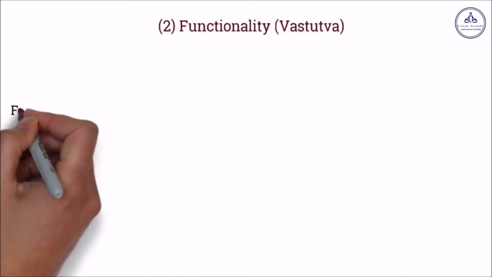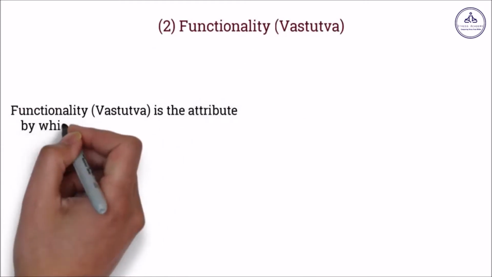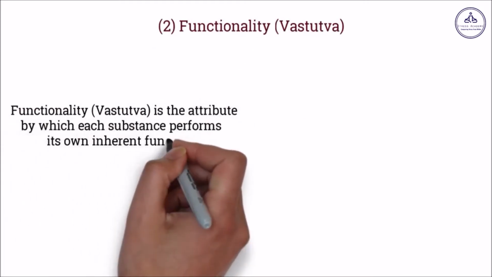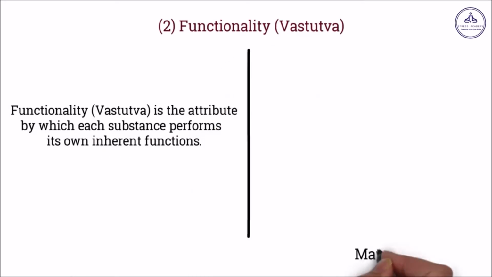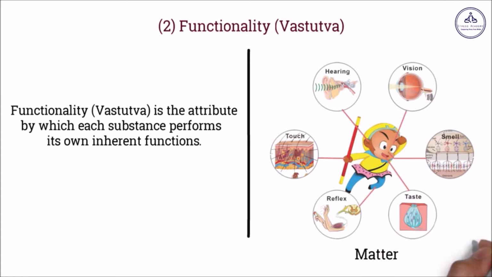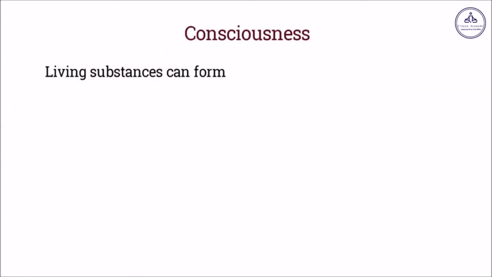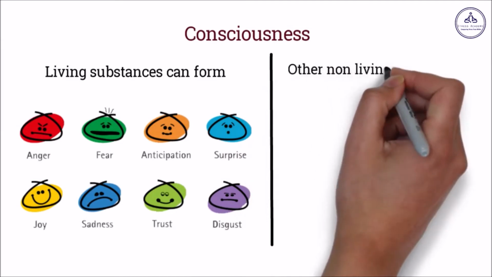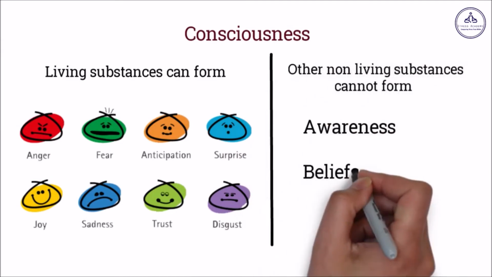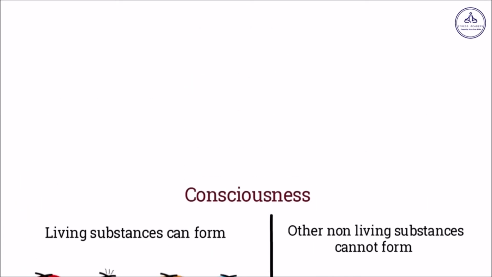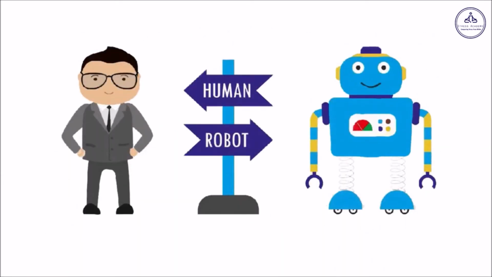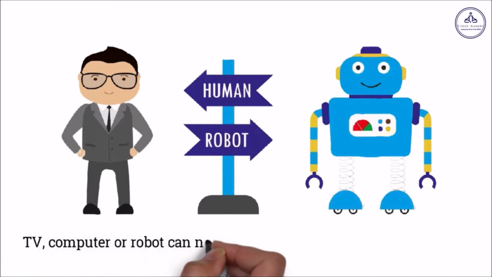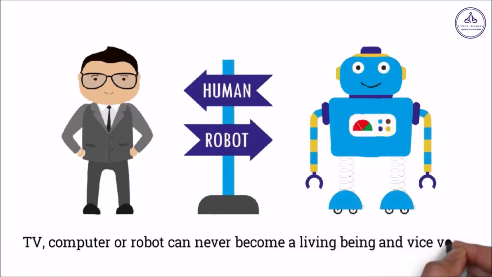2. Functionality, or Vastutva, is the attribute by which each substance performs its own inherent functions. For example, matter has the capacity to express changes in its own touch, taste, color, and smell. Similarly, consciousness has the capacity to form awareness, beliefs, and emotions, but matter and the other non-living substances, like time and space, cannot form awareness, beliefs, and emotions due to their functionality attribute. As such, non-living things like a television, computer, or robot can never become a living being, and vice versa.